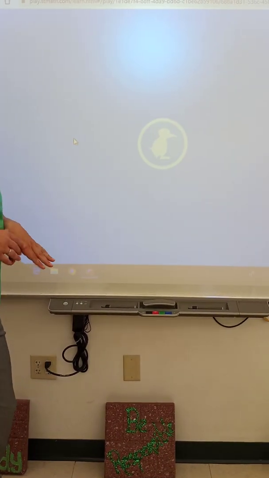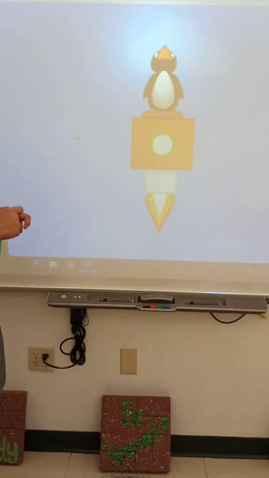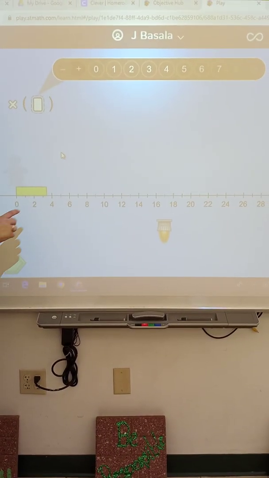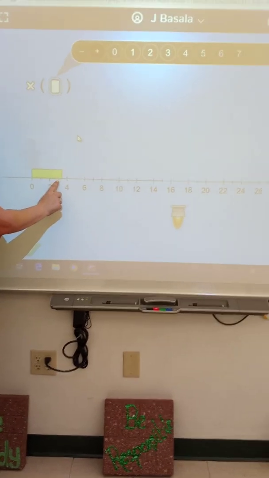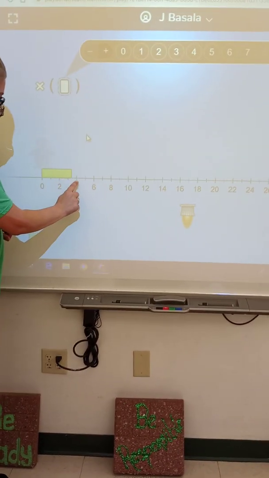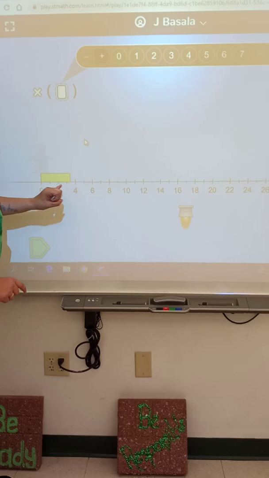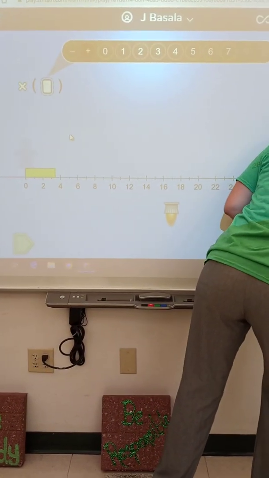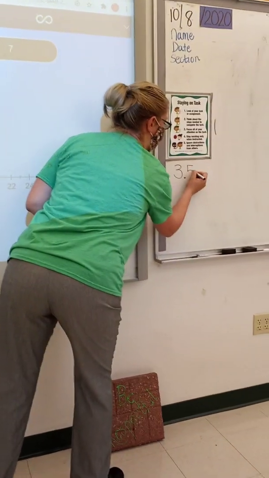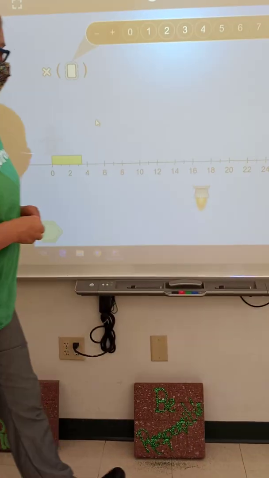Level 2, I think uses halves. Oh, so we have between 2 and 4 is a 3, but it's also halfway between the 3 and the 4. So this is 3 and a half. So I'm going to write 3.5. That's how we show 3 and a half.